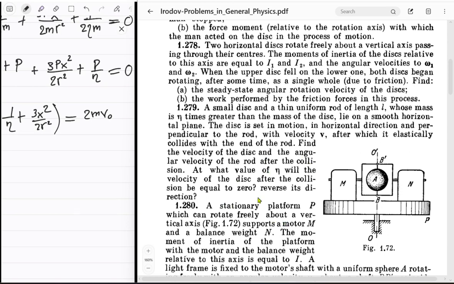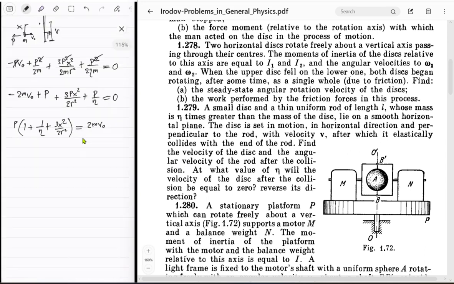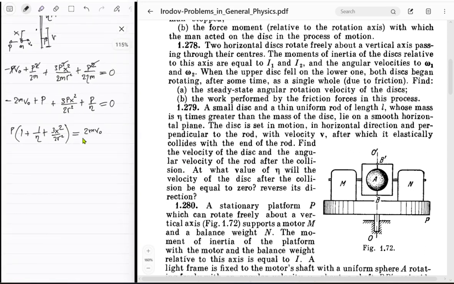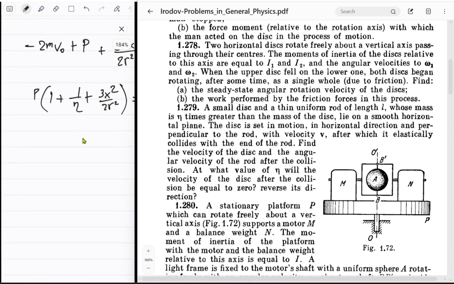Okay, at what value of eta will the... And also the angular velocity. So you have to figure out the momentum, otherwise there's no escaping all those equations, right? We have to do this thing. Okay, now that we have this, let's do the thing. It's going to get very complicated actually.